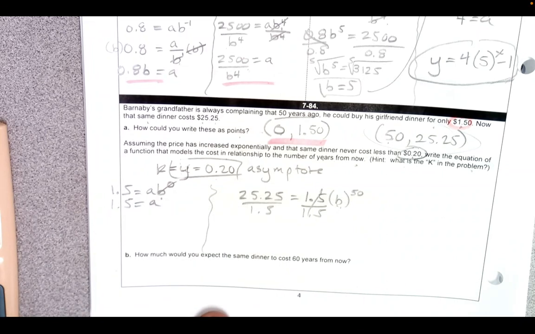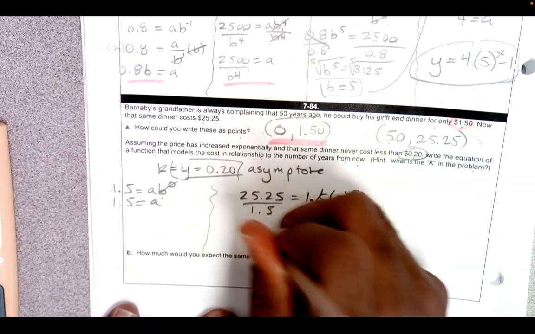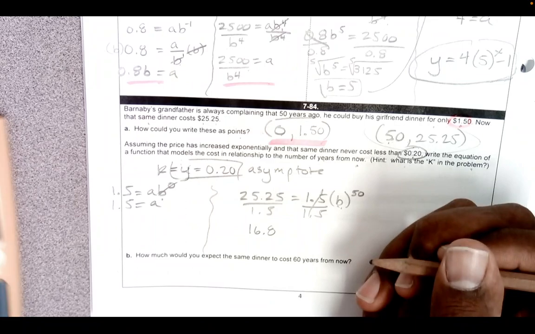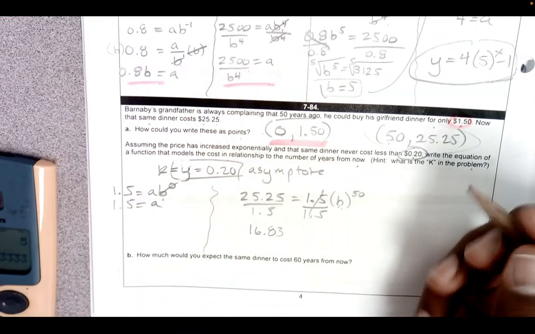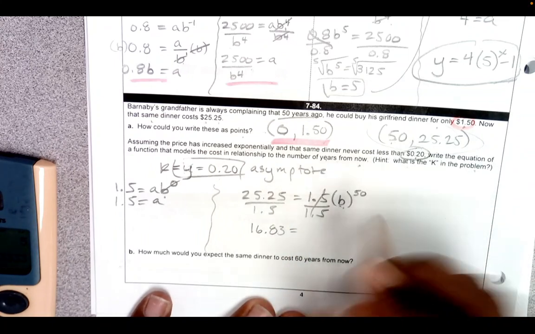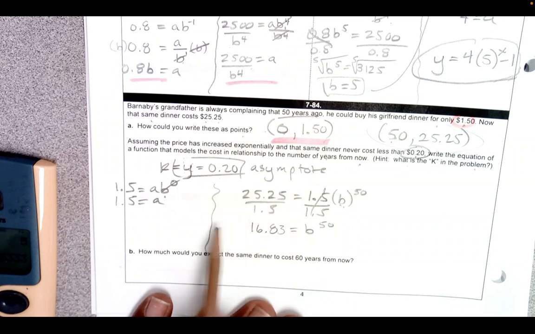So 25.25 divided by 1.5 ends up being like 16.83333. So I'm just going to put 16.83. Then it's b to the 50. And then what can I do to both sides here to figure out that b value?